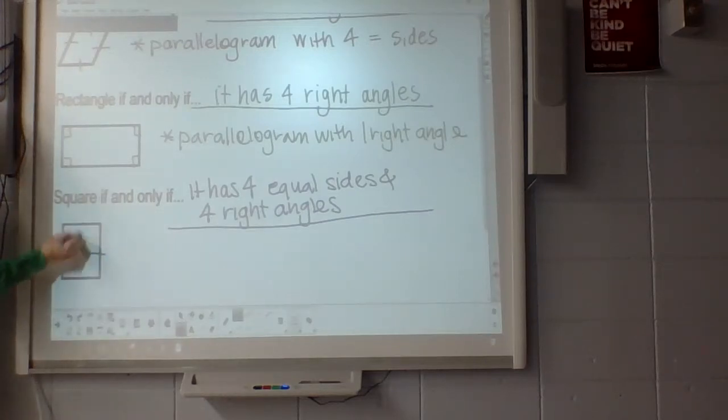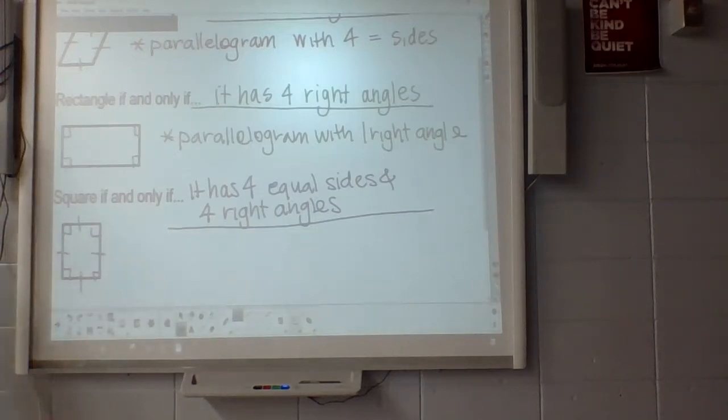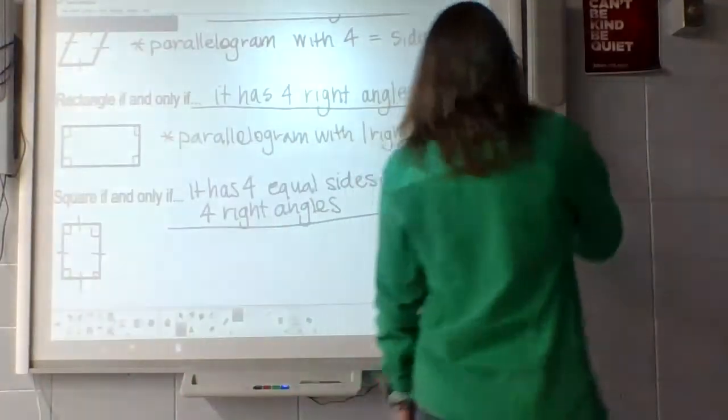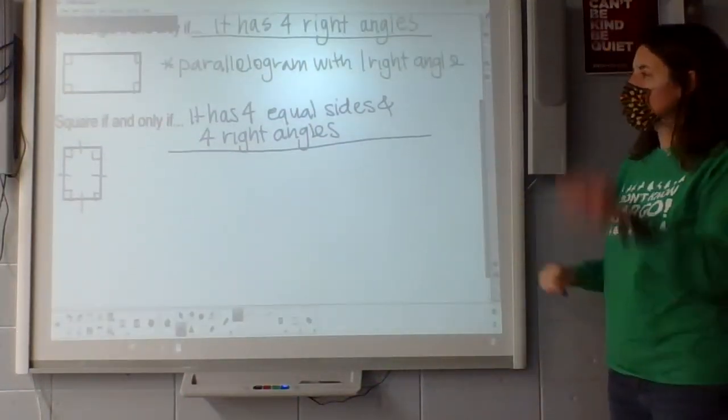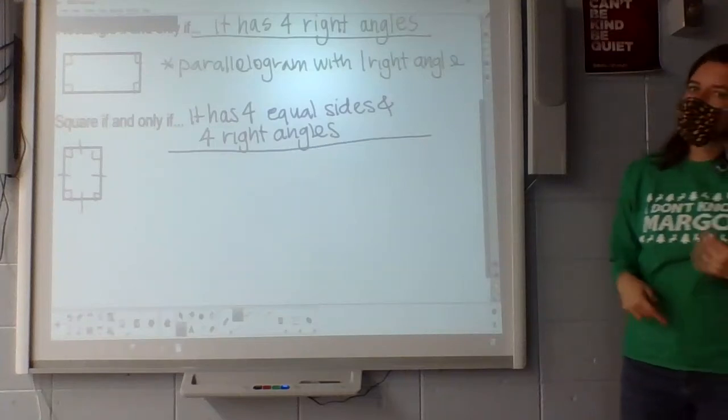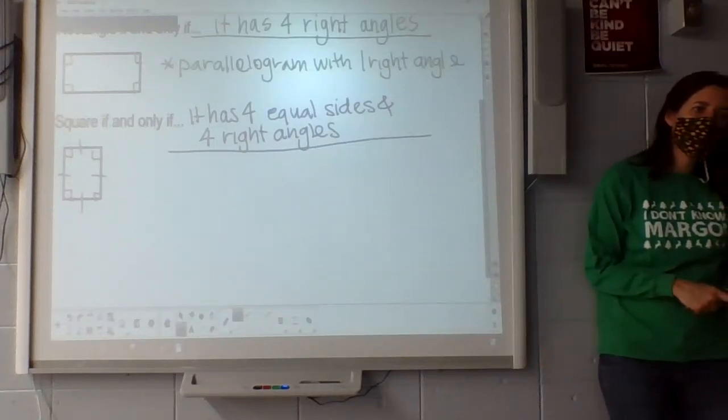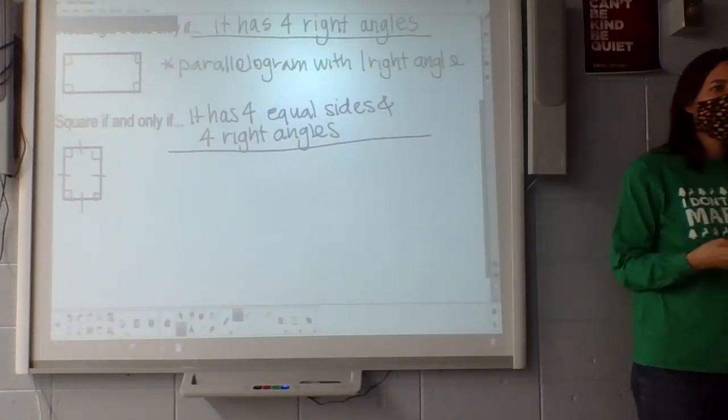Angles. So it has the properties of both of those. And basically a square is just a parallelogram that's also a rhombus and also a rectangle.